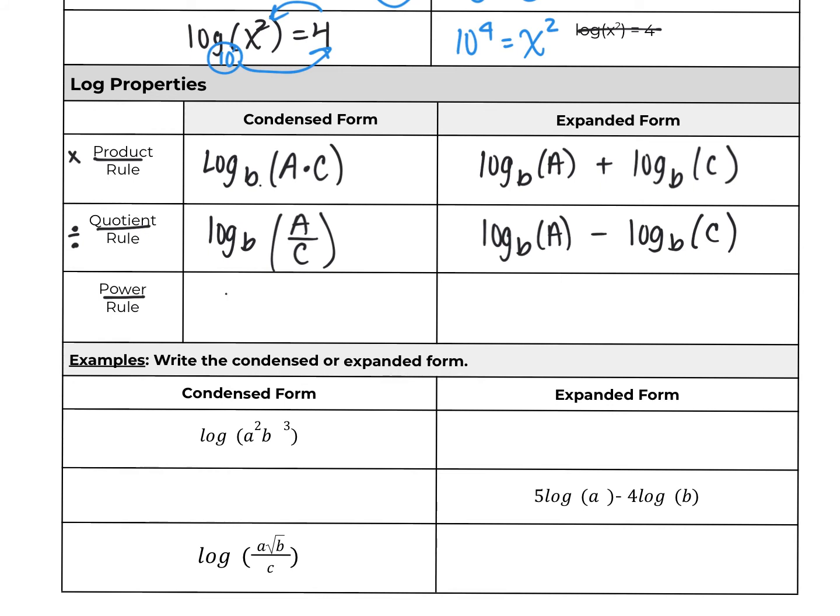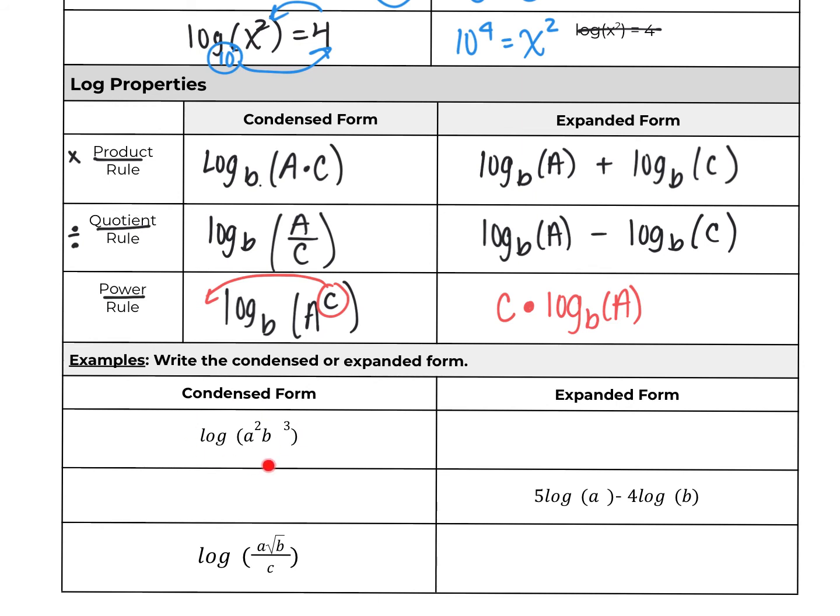Your power rule is log base b of a to the c power. What's the rule when I raise a power to a power? I multiply. This one I like to call drop it like it's hot. What we do is we multiply the power in front by dropping it. So c comes in front, drop it like it's hot, multiply log base b of a. So those are your three main log properties.